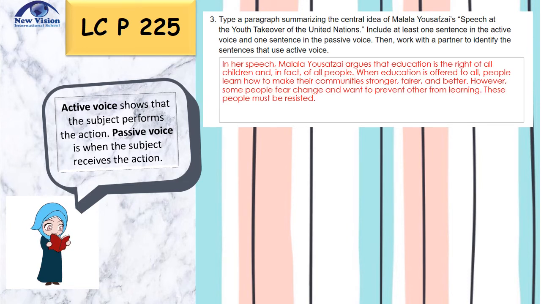Possible answer: In her speech, Malala Yousafzai argues that education is the right of all children and, in fact, of all people. When education is offered to all, people learn how to make their communities stronger, fairer, and better. However, some people fear change and want to prevent others from learning. These people must be resisted.